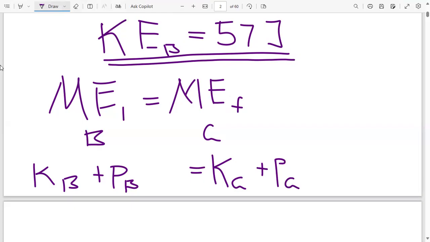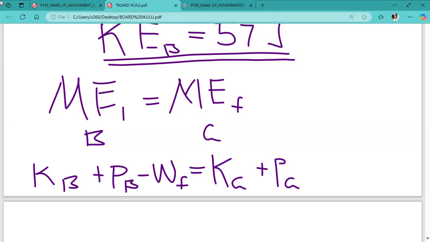Now, before this block comes to a stop at point C, there's friction that is doing some work, and the work that friction is doing is negative from the energies that we initially had at point B. So what are we going to do? We're going to subtract the work done by friction from the left-hand side of our equation. So I'm going to say minus the work done by friction, and this equation is going to be equal to kinetic energy at point C plus the potential energy at point C.